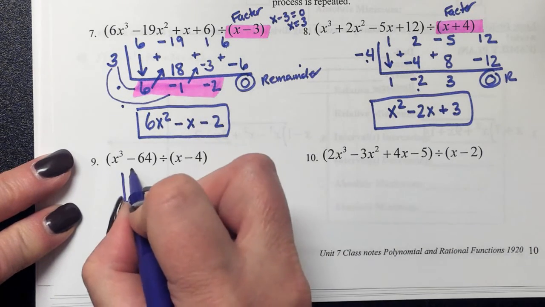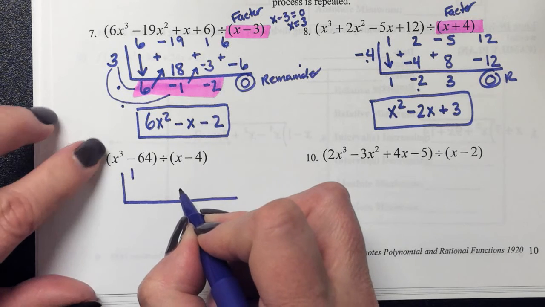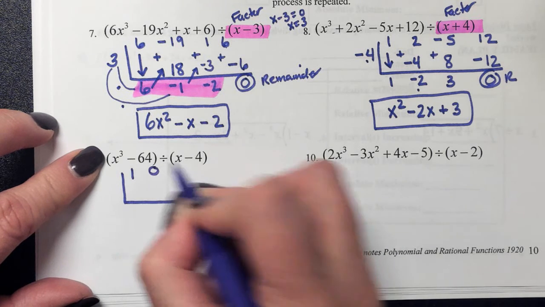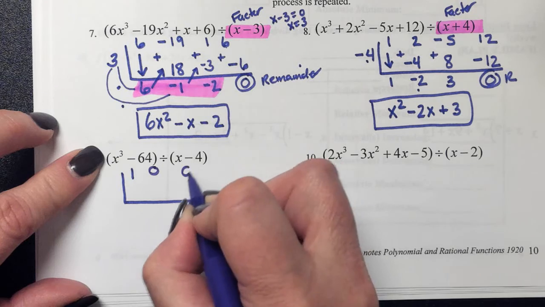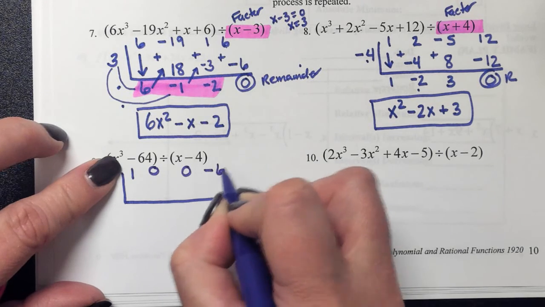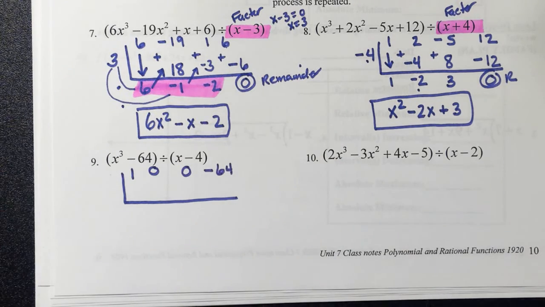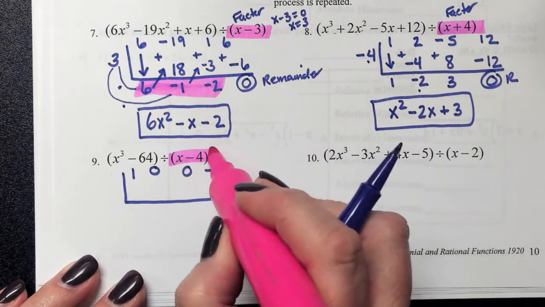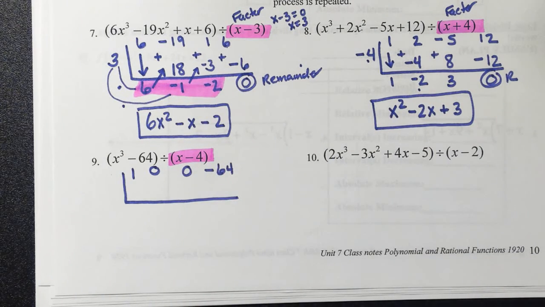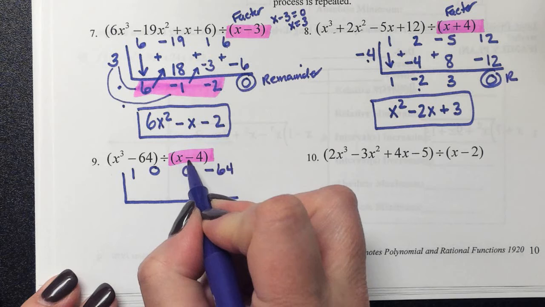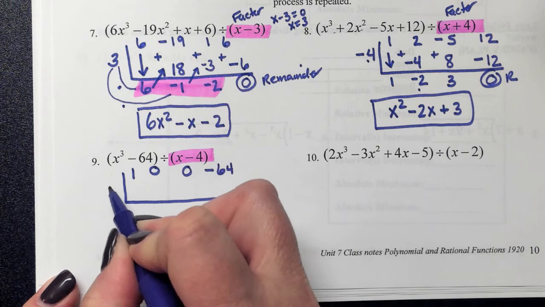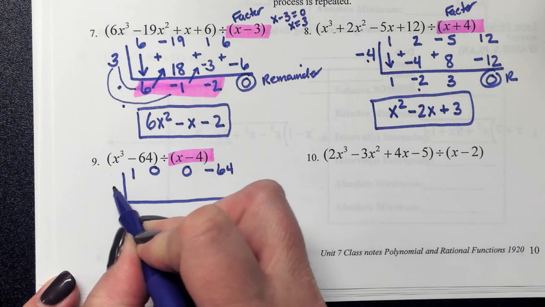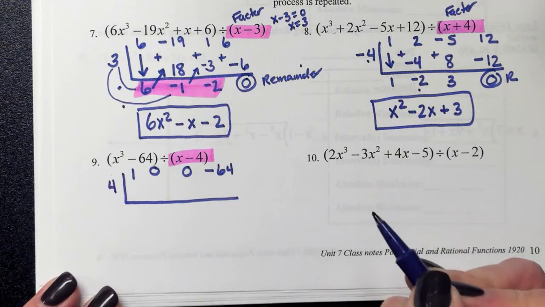So the coefficient of x to the third is 1. There is no x squared, so I have to write a 0x squared. And then a 0x, and then my constant is negative 64. Remember, synthetic division only works when the divisor is a 1x plus or minus a constant. Remember, this is your factor, x minus 4. What goes in the front is your 0, so that's just going to be a 4.